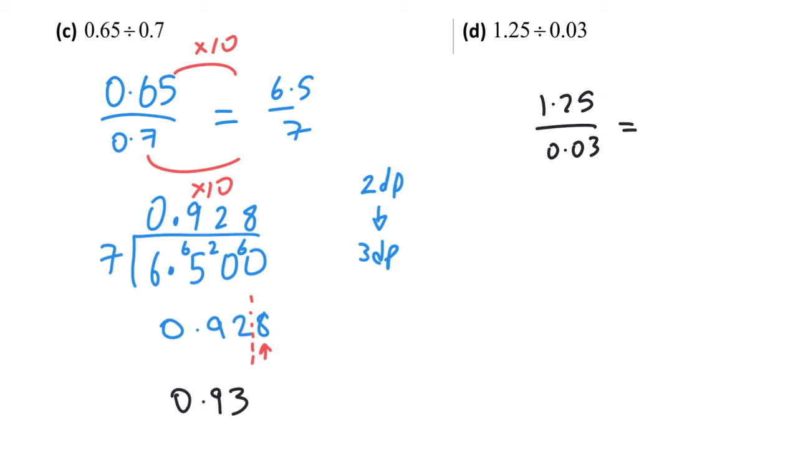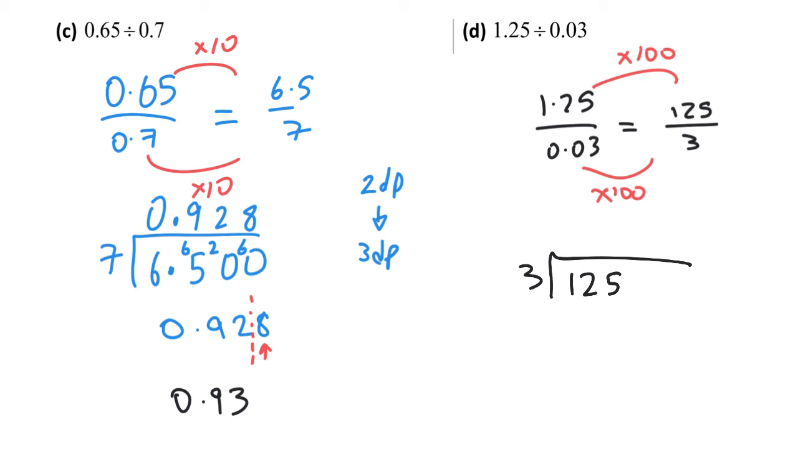To get 0.03 into a whole number, we need to multiply by 100. So we're going to multiply the numerator by 100 as well. And we're going to have 125 over 3. So we've moved the decimal place twice on the top and the bottom. So let's work that out. 125 divided by 3, and we'll put in 3 extra zeros after the decimal place.